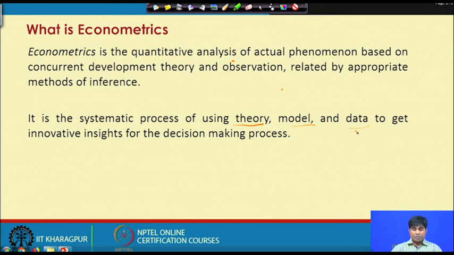So, that means altogether three things here. Theory is one part, model is the second part, and data is the third part. Then we like to actually integrate, and in fact, in the model itself we have the structure of mathematical modeling, and we have the structure of statistical modeling.